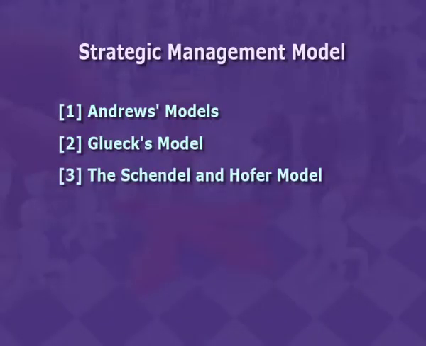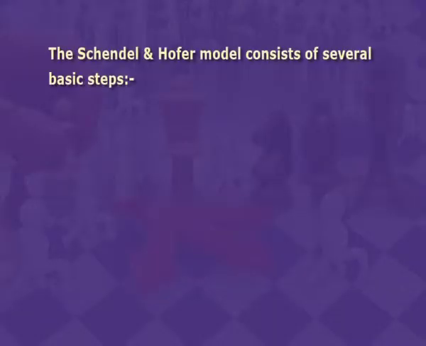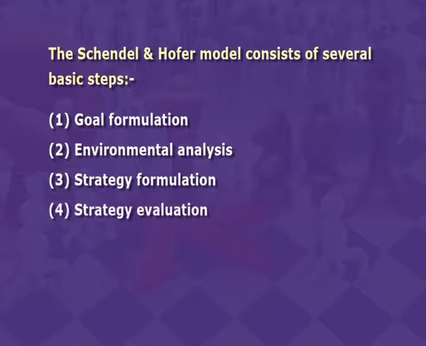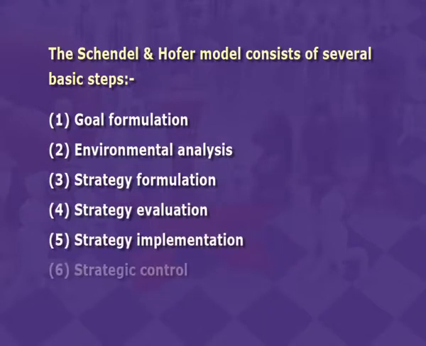Third, the Schendel and Hofer model. Dan Schendel and Charles Hofer developed a strategic management model incorporating both planning and control functions. Their model consists of several basic steps. First, goal formulation. Second, environmental analysis. Third, strategy formulation. Fourth, strategy evaluation. Fifth, strategy implementation. And sixth, strategic control.